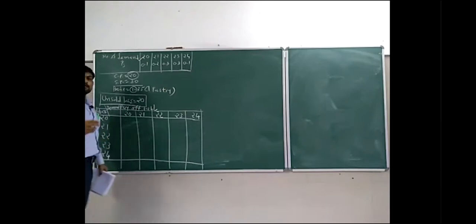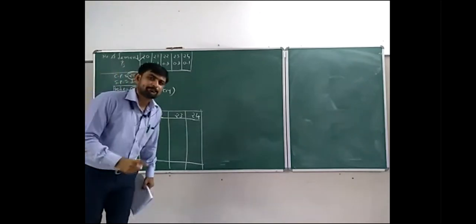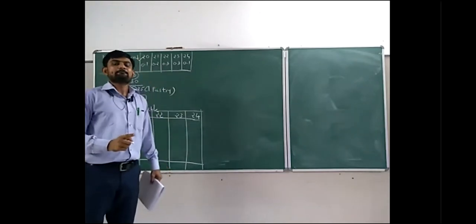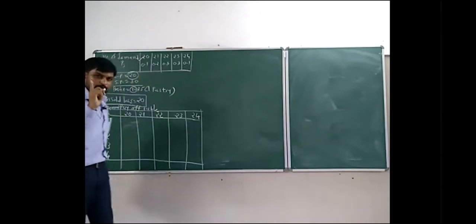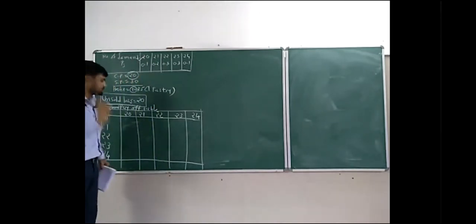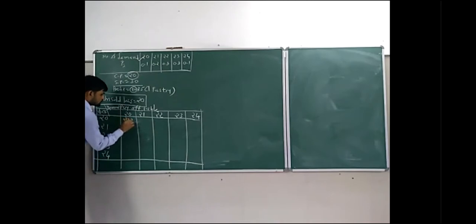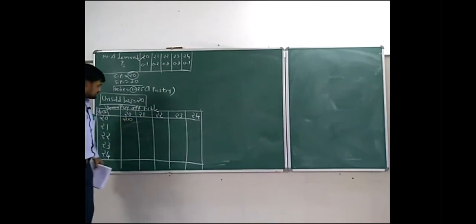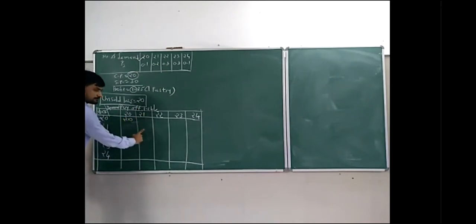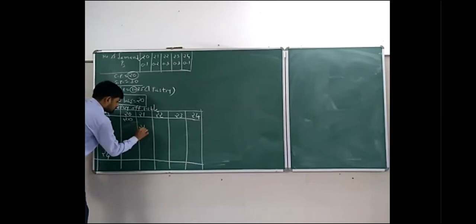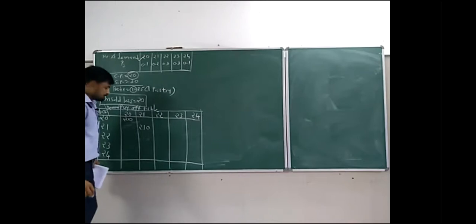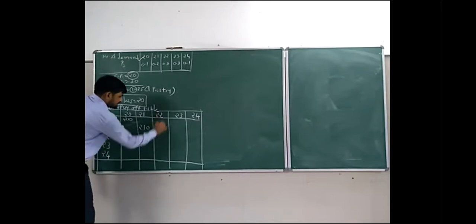So if we sell 20 pastry, then we'll get profit 20 into 10, because per pastry profit is 10. So we'll get 200 rupees profit. Then we'll find 21, 21. So 21 into 10, again we'll get profit 210. Then we'll find 22 stock, 22 demand.